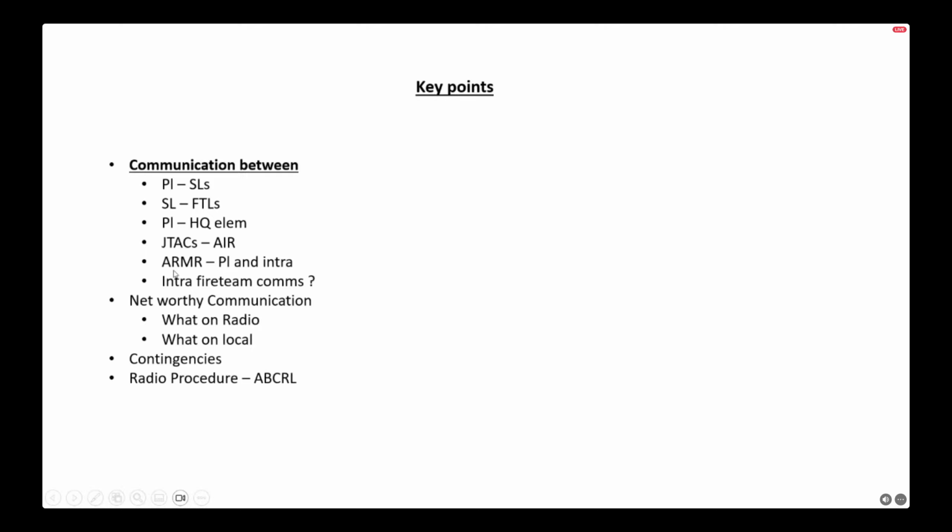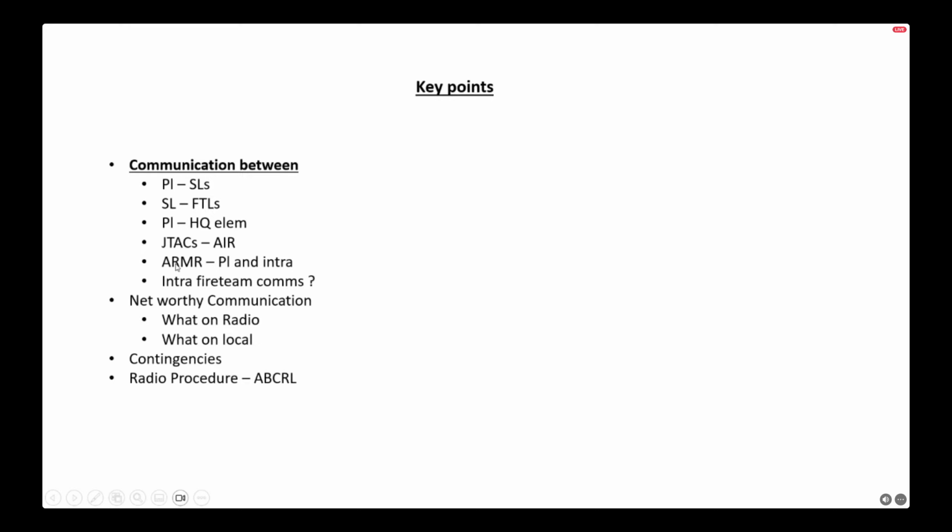Ideally, it is vertical. It is platoon leaders, squad leaders, squad leader to FTLs. This is vertical transmission. Platoon leader to headquarter elements. This is lateral. JTACs to air. This is again lateral. Armor to platoon and within the armor units.